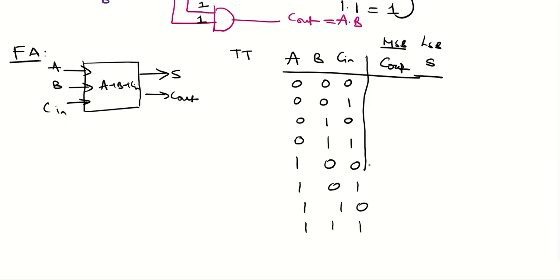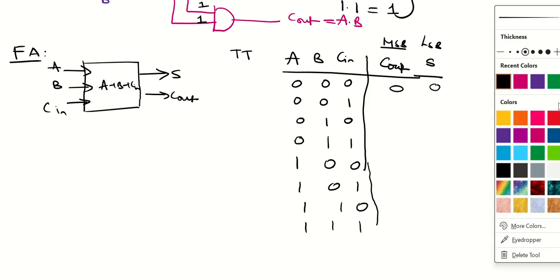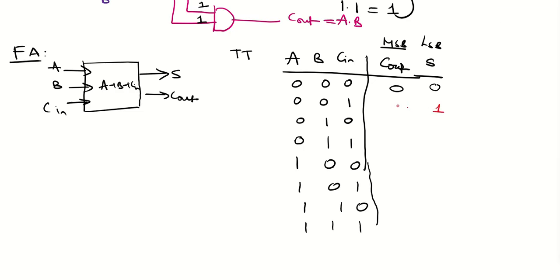Okay. So when you add 0 plus 0 plus 0, the sum is 0 and the carry is also 0. When you add 0 plus 0 plus 1, the sum is 1 and carry is 0. If you add 0 plus 1 plus 0, the sum is 1, carry is 0. If you add 0 plus 1 plus 1, this becomes 2, so carry is 1 and sum is 0. When you add 1 0 0, the sum is 1, carry is 0.